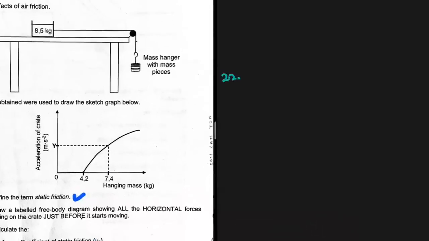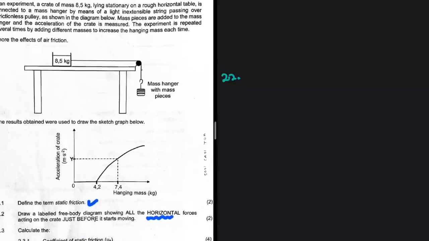So 2.2, the key word here is horizontal, right? We want to draw a free body diagram showing all the horizontal forces. So if you include the vertical forces, I'm assuming you'll probably get it wrong, right? You'll probably lose 1 mark for every vertical force that you include. I think that's probably what's going to happen. So if you include the normal force and the weight, I think you're going to get nothing, or at most 1. But I'm quite sure there's no way you get all the marks if you include the vertical forces.